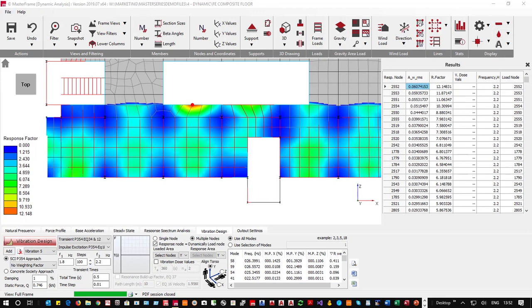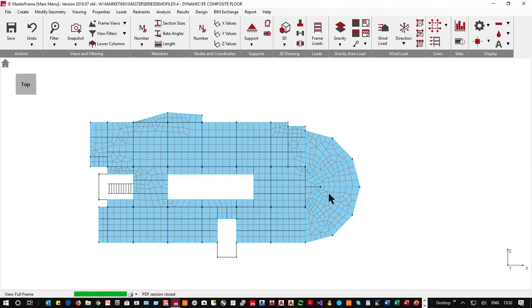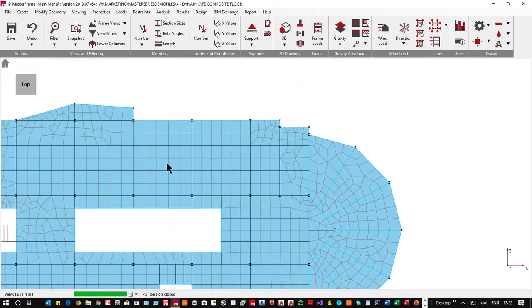So if I was to come out of this, and I'm going to come out now, I'm going to save the results. Yep. So if you look, it's identifying member lengths and saying, well, actually, we automatically need a higher mesh in here because these lengths of members are quite short. Whereas here it's happy to do quite a coarse mesh.